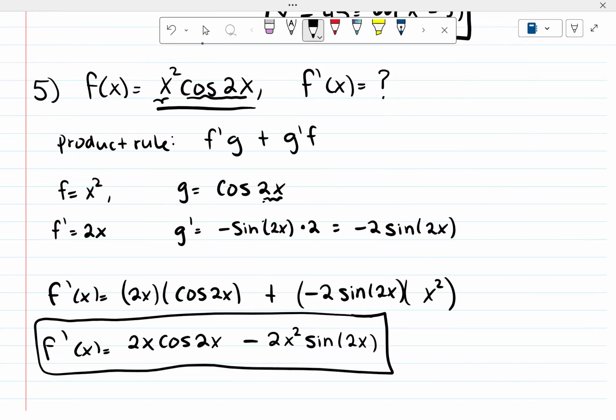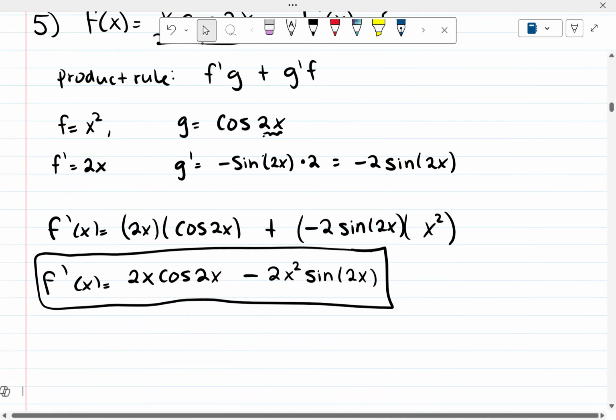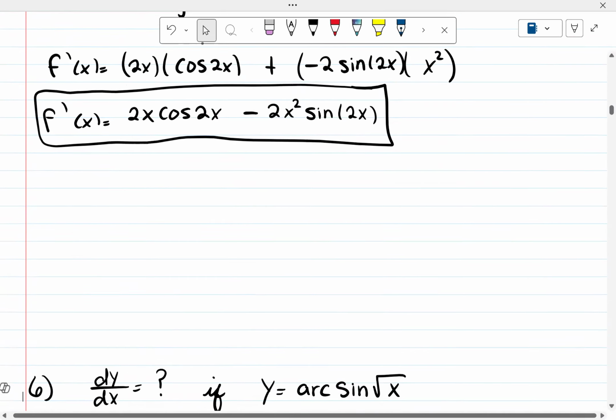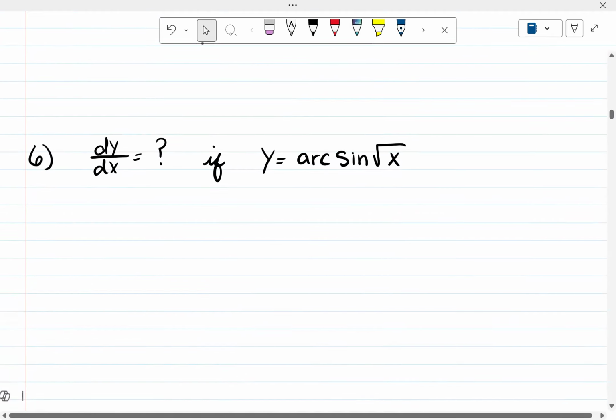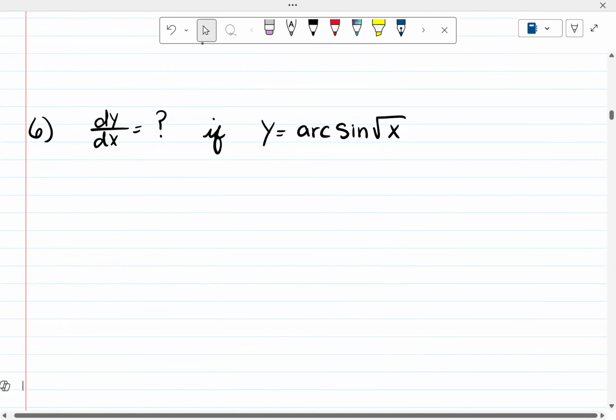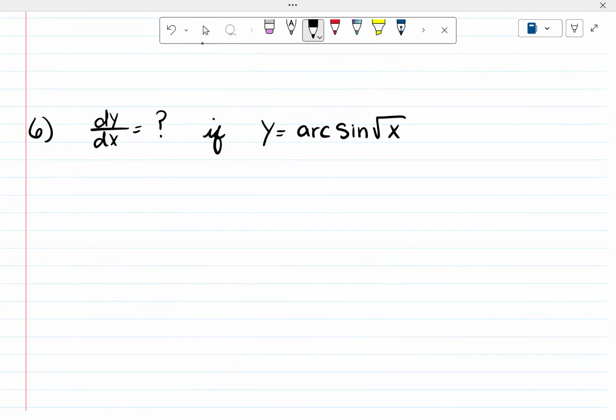Okay, so that's question 5. Let's move on to question 6. Okay, so for 6, we have to find dy/dx. This is like implicit differentiation. If y equals arcsin of the square root of x.